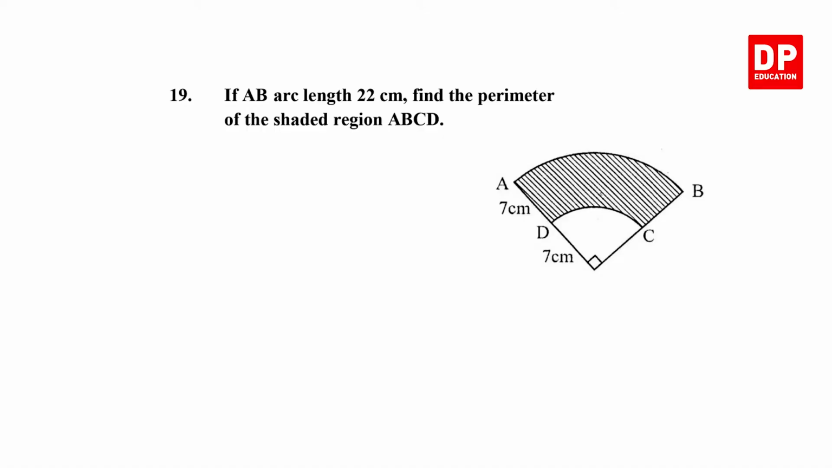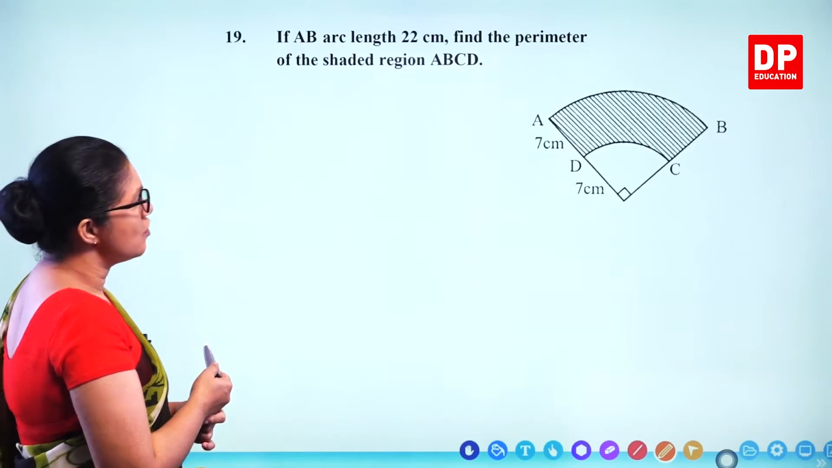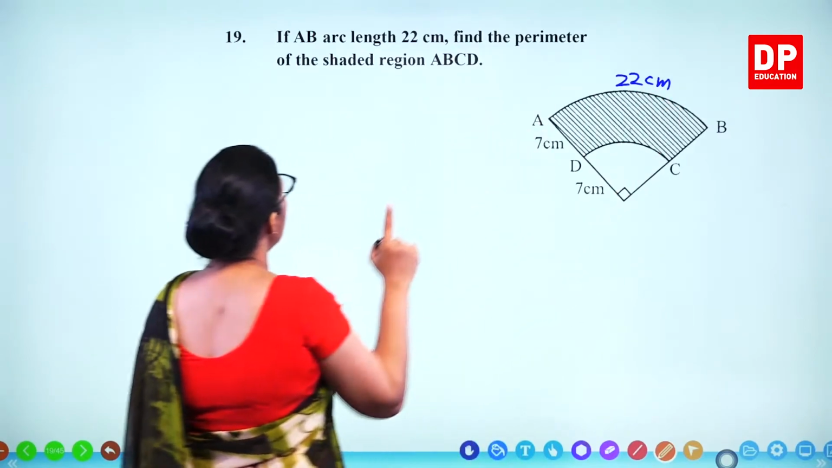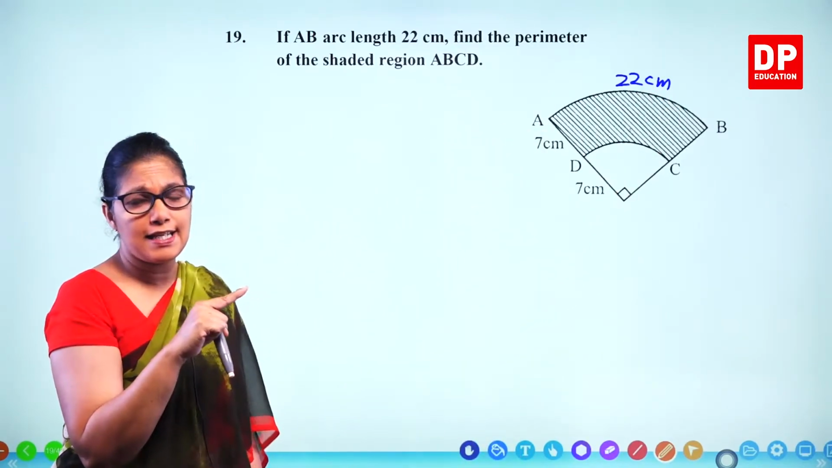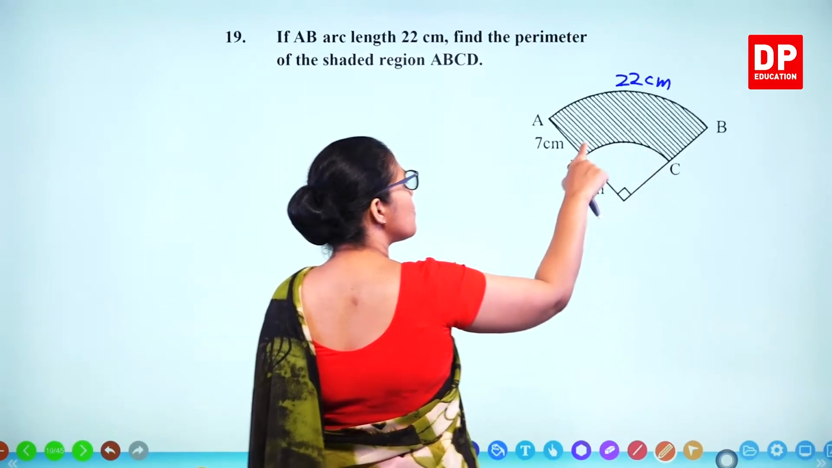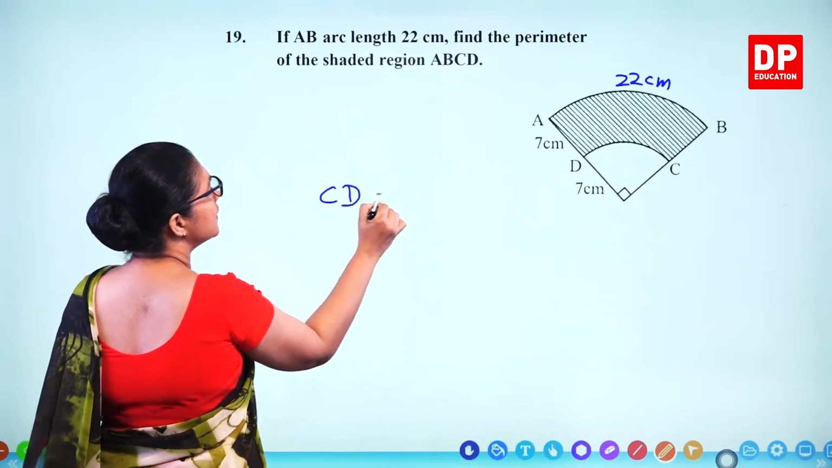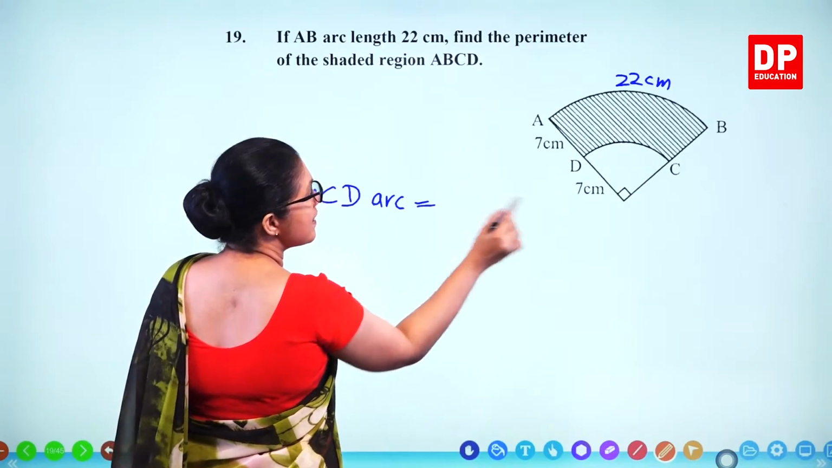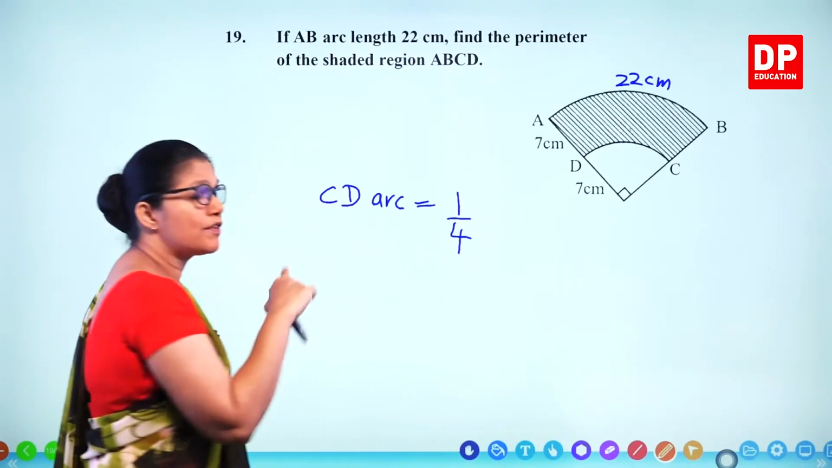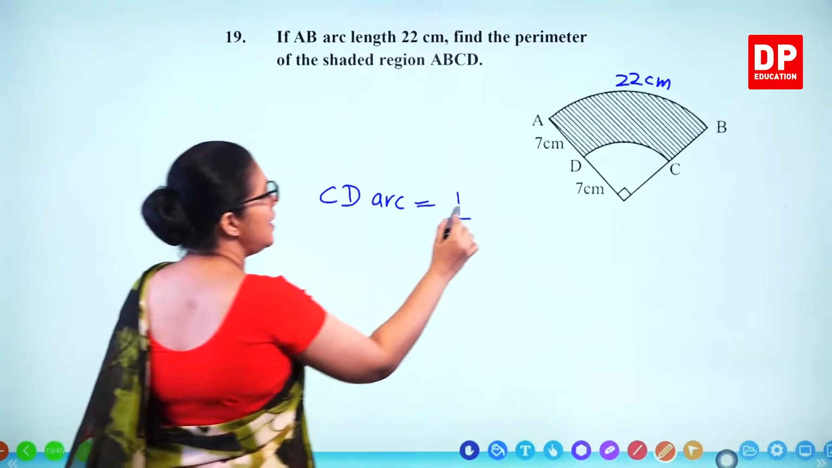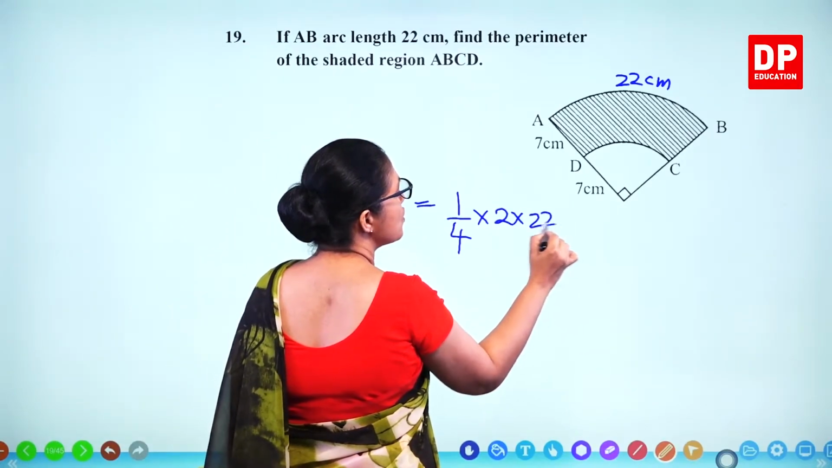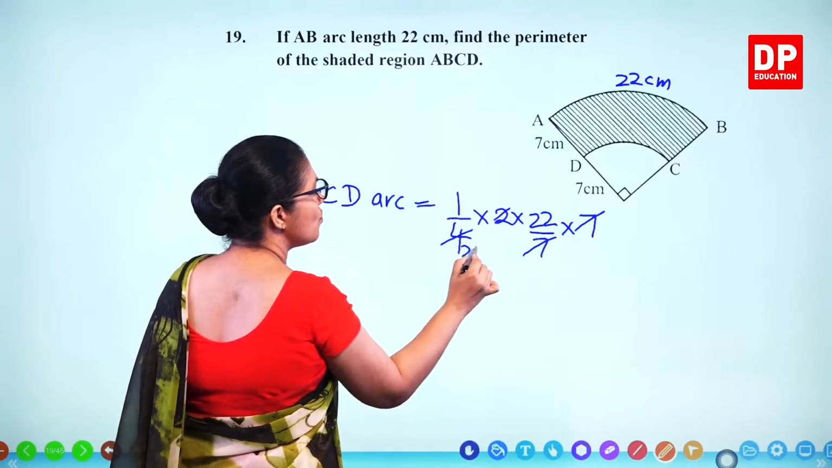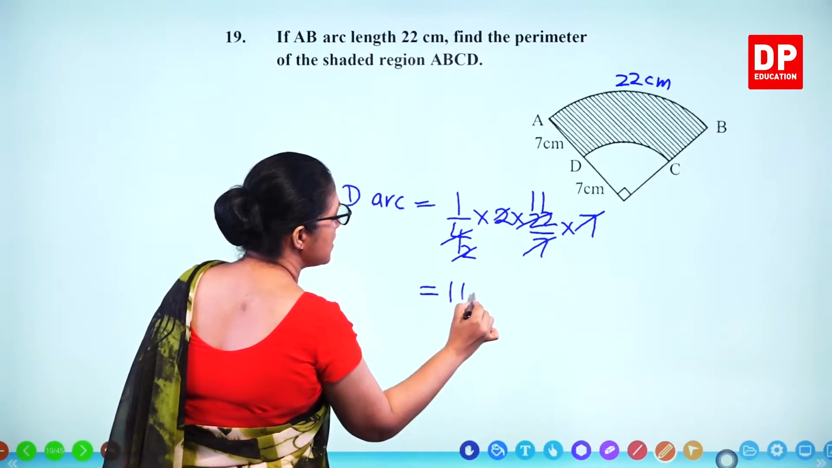Question number 19. If AB arc length is 22, find the perimeter of the shaded region ABCD. So that means we need to find out this arc length as well. So what is CD arc length? Radius is 7. So you can say 90 degree angle, 90 over 360, quarter of a circle, into 2 pi r. 2 into pi, 22 over 7 into 7. You get 2 times 2 and here 11. So 11 centimeters is this one.